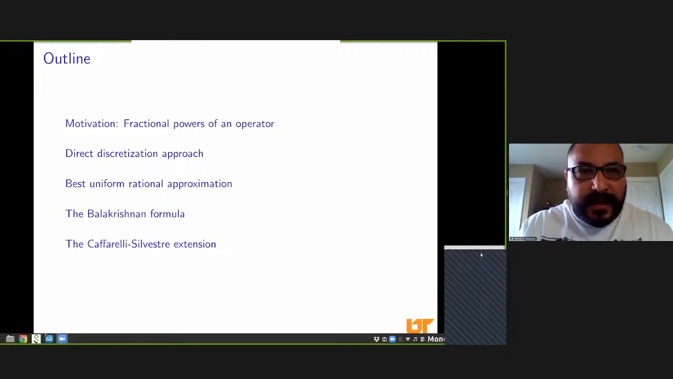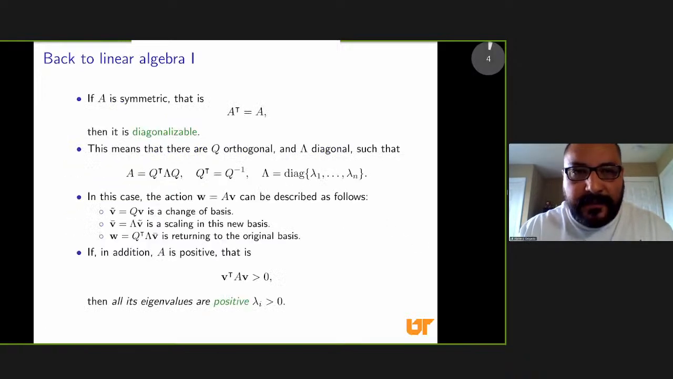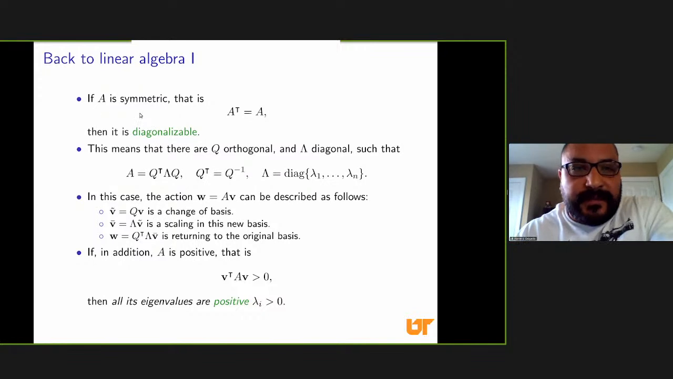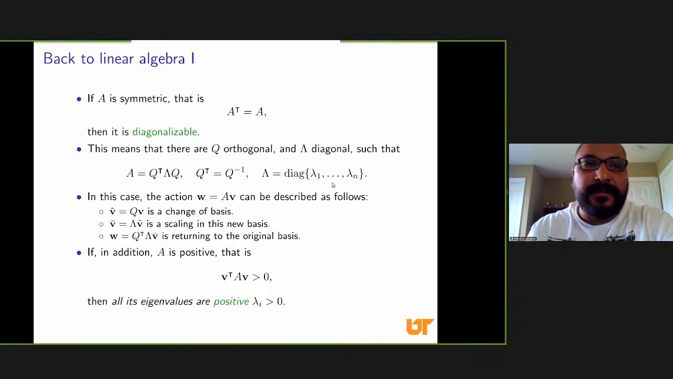But okay, so let me start by going back to linear algebra. Let's remember that if we have a matrix that is symmetric, then it is orthogonally diagonalizable. What does this mean? It means that there's an orthogonal matrix and a diagonal one, by which we can represent our original given matrix in this form. Q is orthogonal, so its transpose is equal to its inverse, and lambda is just diagonal.